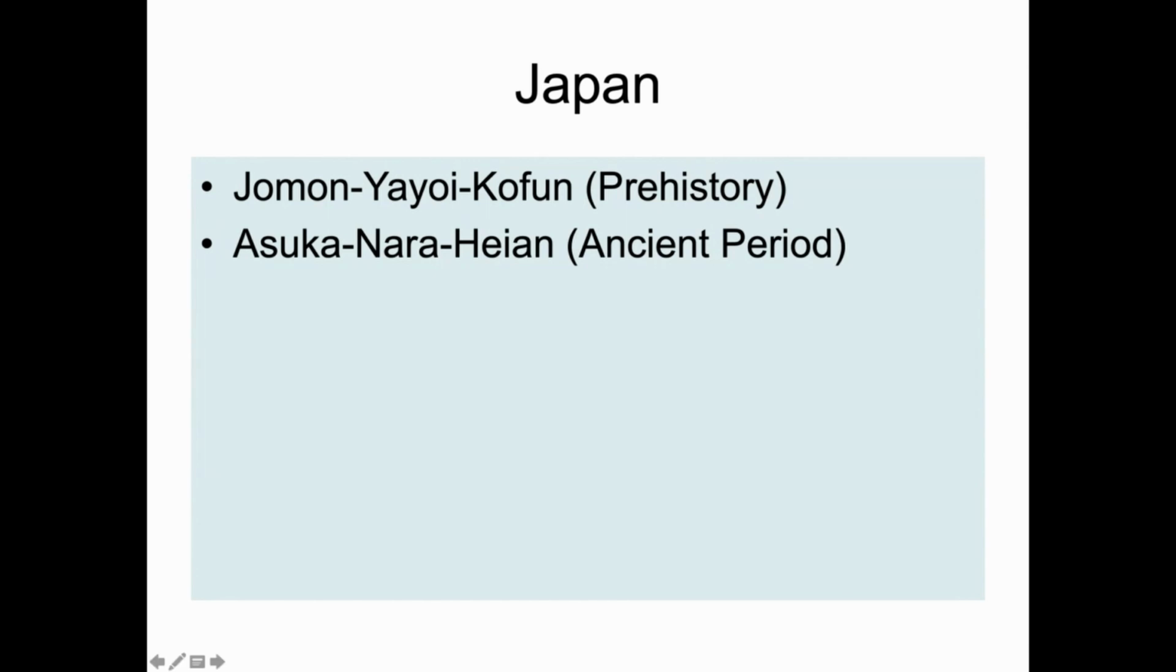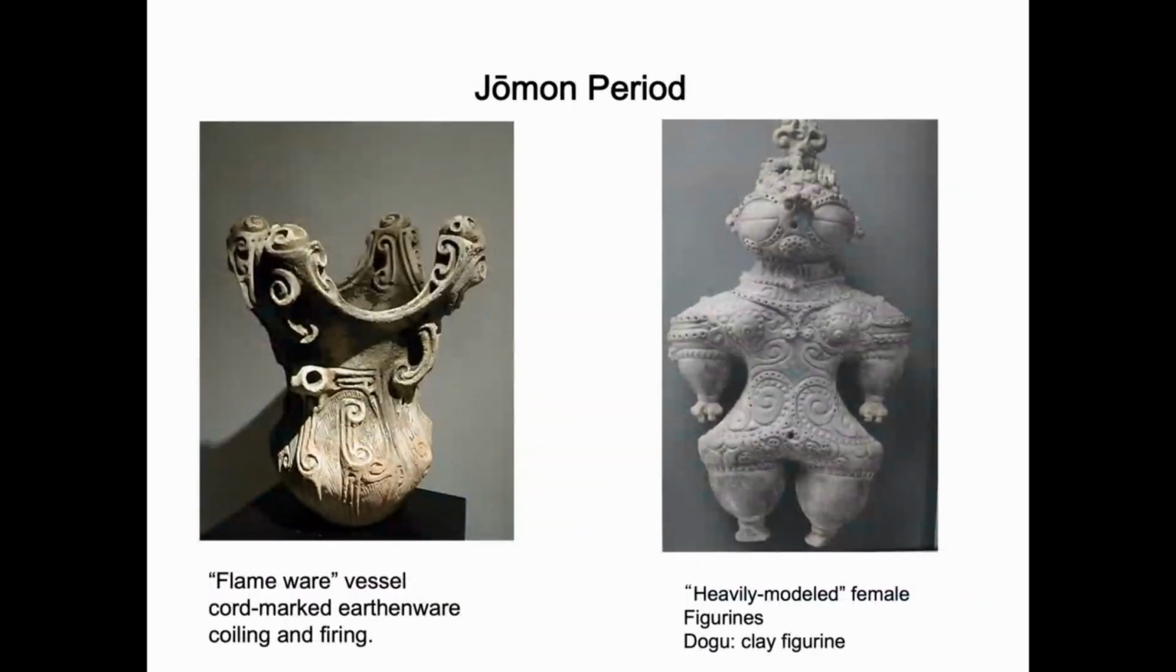So the first one is Japanese periods. The prehistoric period has three: Jōmon, Yayoi, Kofun. And then the ancient period has three names: Asuka, Nara, Heian. Japanese history, somehow there are a lot of names for periods. So the Jōmon period is equivalent to the Neolithic period of Korean art.